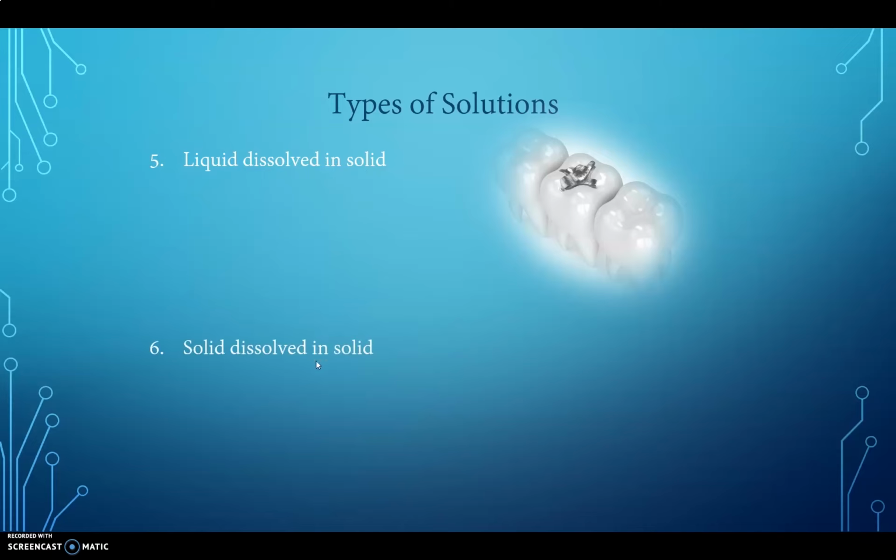A solid dissolved in a solid, those are actually very common. Any alloy, any kind of metal alloy is an example of that. Bronze, that they make bronze medals out of for the Olympics or other sporting events, is an alloy of copper and tin. So copper is more abundant, so copper is the solvent, tin is the solute.